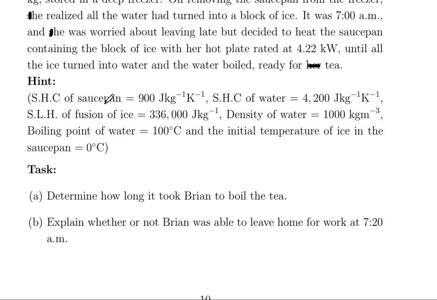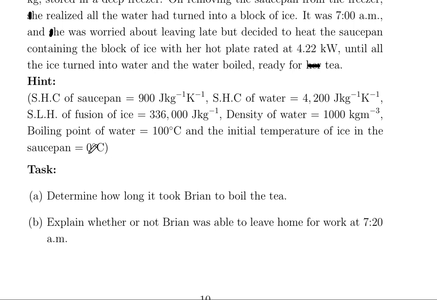We have the specific heat capacity of the saucepan, which is 900 joules per kilogram per Kelvin. We have the specific heat capacity of water, which is 4,200 joules per kilogram per Kelvin. We have the specific latent heat of fusion of ice, which is 336,000 joules per kilogram. We have the density of water, which is 1,000 kilograms per cubic meter. We have the boiling point of water being 100 degrees Celsius, and the initial temperature of ice in the saucepan being 0 degrees Celsius.